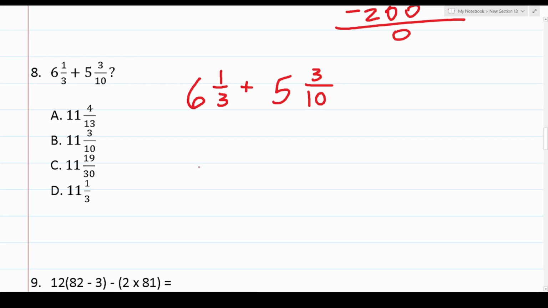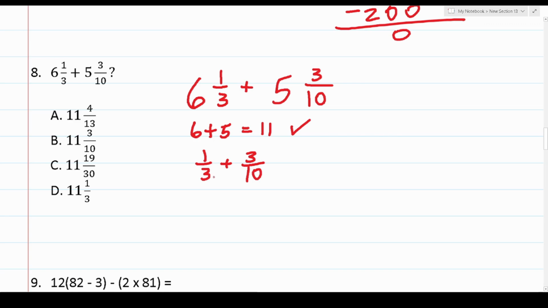Okay, so there's a few ways you can go about doing this. You can pull the whole numbers aside and do 6 plus 5, which will be 11. And then you can work on the fractions separately, notably 1/3 plus 3/10. Or you can take these mixed numbers and convert them to improper fractions, add improper fractions, and then convert them back to mixed numbers. I think this way is a little bit easier because we already did 6 plus 5. We're halfway done right now. We just got to figure out what 1/3 plus 3/10 is. So let's go ahead and think about how we're going to do that.